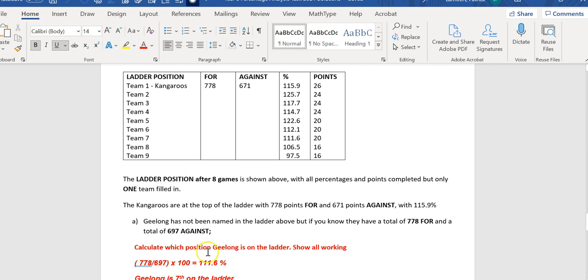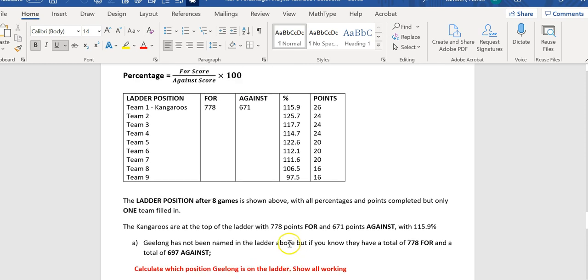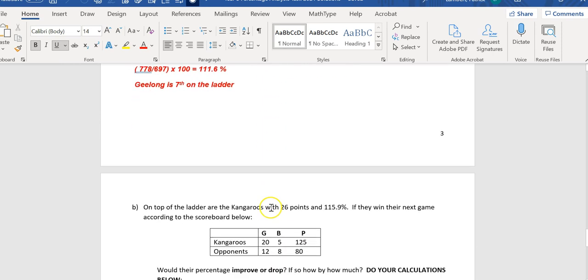Geelong, right? They've kicked 778 for and 697 against. So the top line divided by the bottom multiplied by 100 gives you 111.6, and 111.6 means that you would be here, 7th on the ladder.